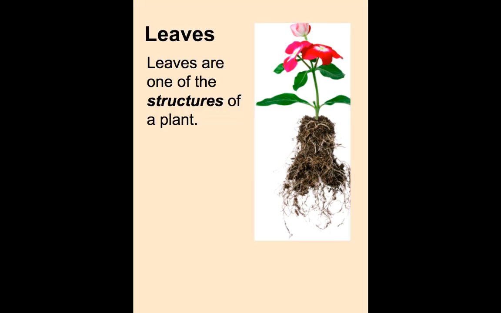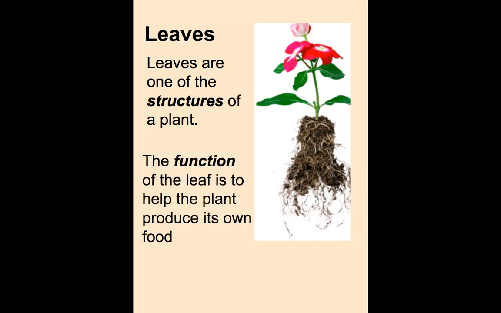A third structure of a plant is its leaves. The function of the leaves are to help the plant produce its own food. So plants, unlike people, are producers, and they can produce their own food, and that food is made in the leaves. That's the function of the leaves.